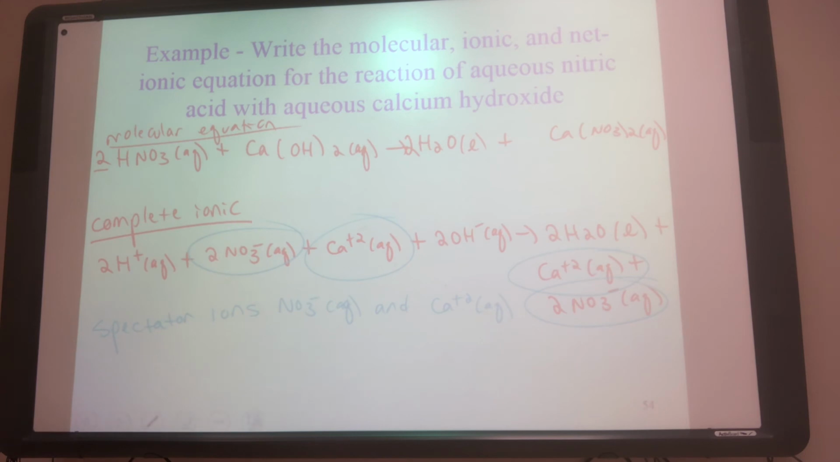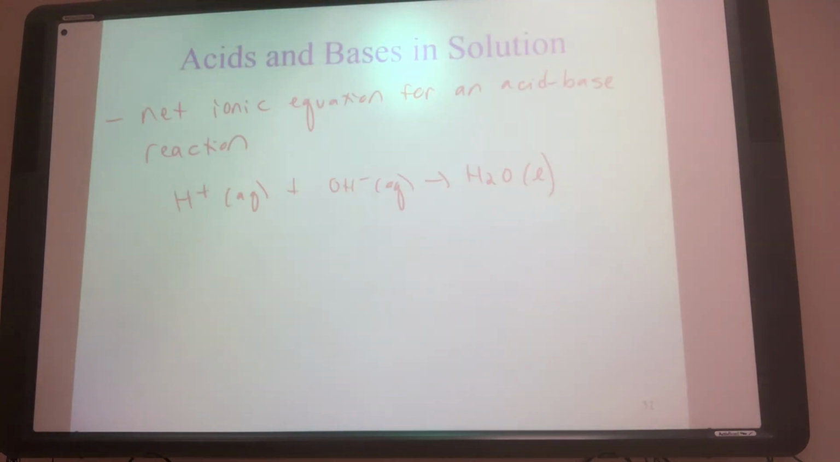So if I take out my spectator ions, I get my net ionic equation, which is 2H plus AQ plus 2OH minus AQ goes to 2H2O liquid. And remember I said if you can reduce these, to go ahead and reduce them, so we'll reduce them to 1s. So I can just erase them. And I get H plus AQ plus OH minus AQ goes to water, liquid, which we said was what I should always get with my net ionic equation.